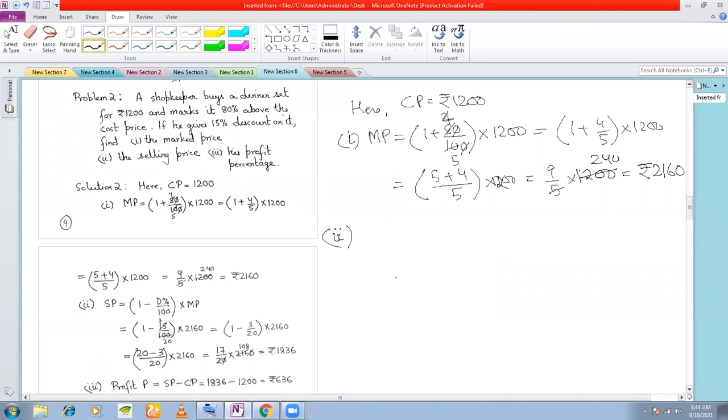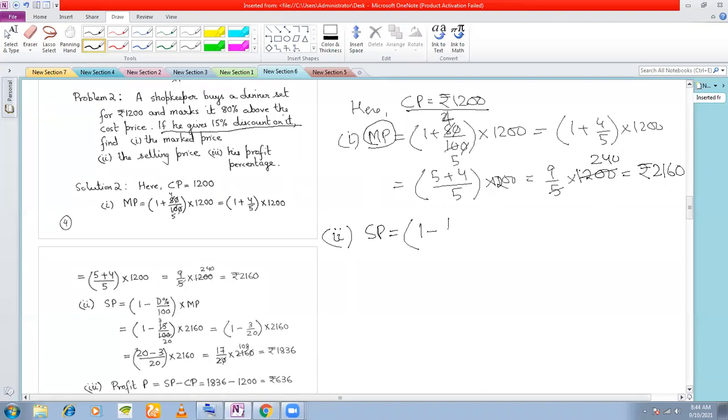Next question is find his selling price. Now in selling price, you know the cost price. What should be given to find out the selling price? Either profit or loss percentage must be given, right? Or the discount must be given if we are considering mark price. If you see the next statement, if we give 15% discount on it, discount on what? On the mark price. Then find the selling price. So what should be the selling price?